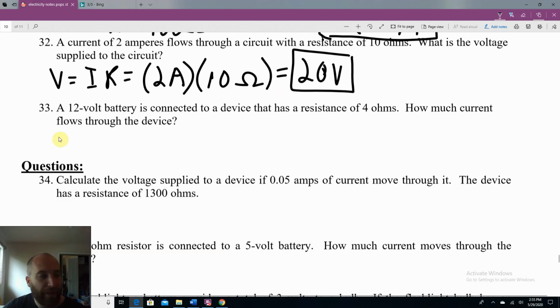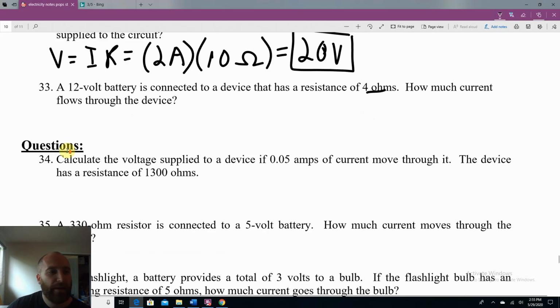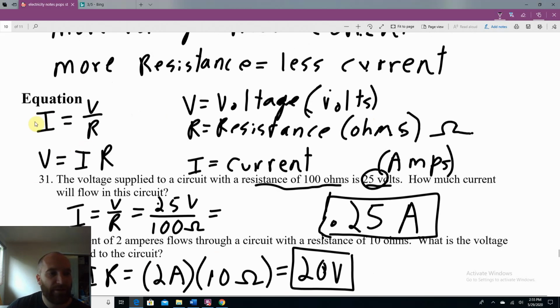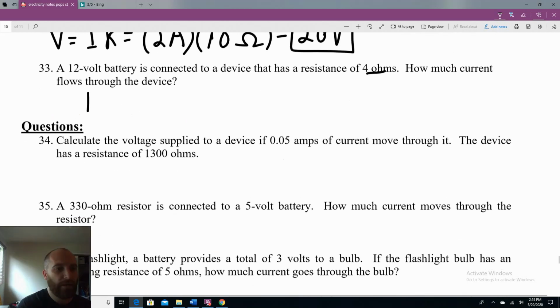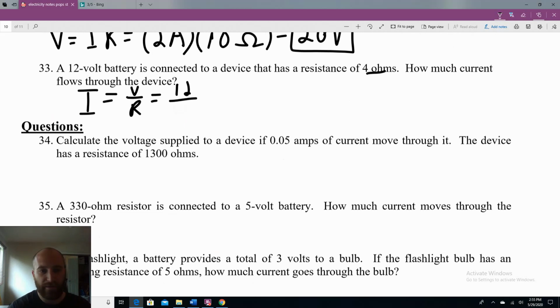There we go. 33, a 12-volt battery is connected to a device that has a resistance of 4 ohms. How much current flows through the device? Alright, we're solving for current again. Out of these two, I think the one that lets you solve for current is this top one right here. I equals V divided by R. I think V is the 12 and the resistance is the 4. 12 divided by 4, I think that's 3. And we're solving for current, which is measured in amps. 3 amps.